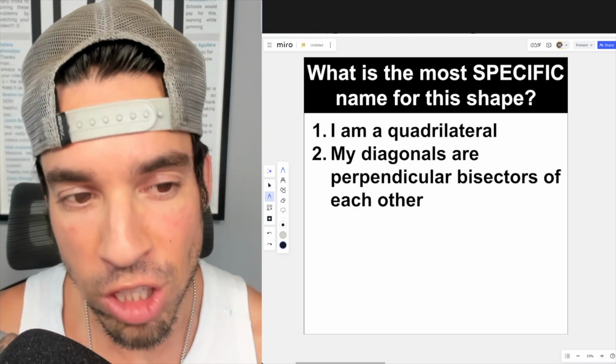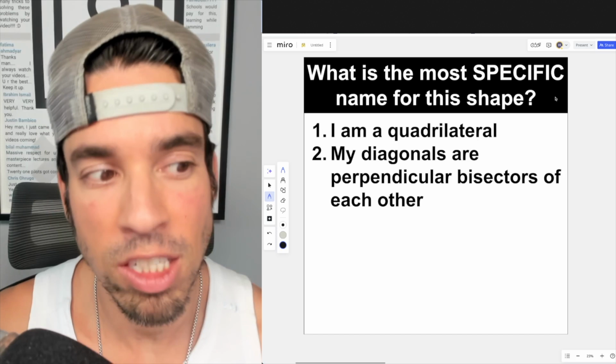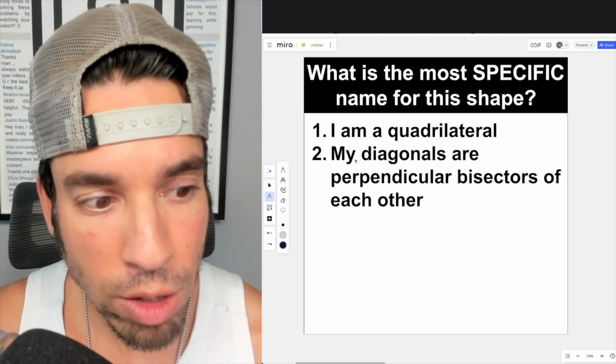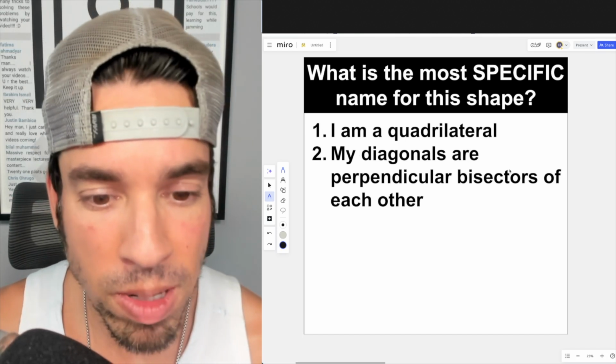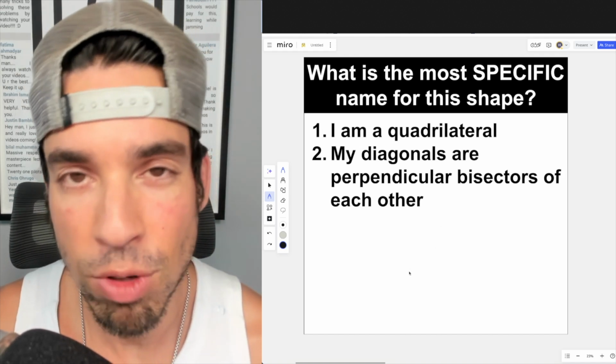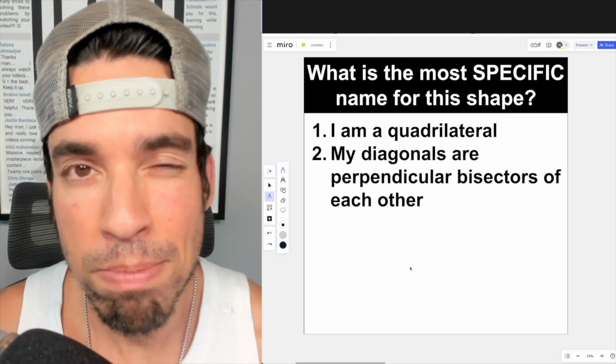In this one, the question is as follows. What is the most specific name for this shape? 1, I am a quadrilateral. 2, my diagonals are perpendicular bisectors of each other. Hit that pause button and see if you can figure it out. When you're ready, hit play, and I'll give you the explanation.